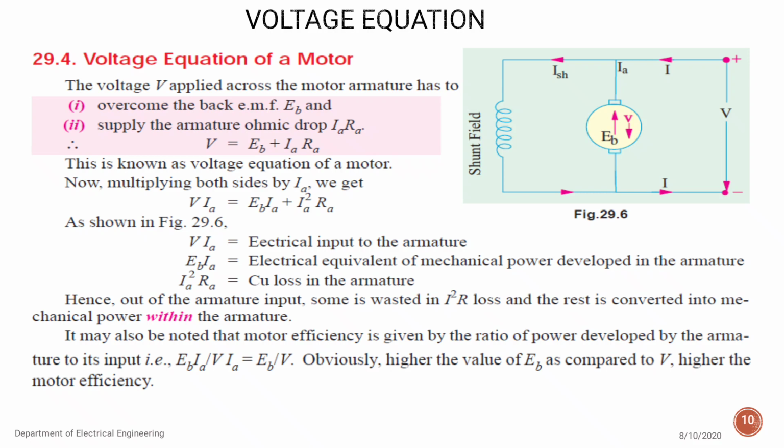In the last lecture, we have seen the working principle of the DC motor as well as Fleming's left hand rule. With that, we have gone through the back EMF, how it is generated, and the significance of that back EMF. So now we will see the voltage equation.